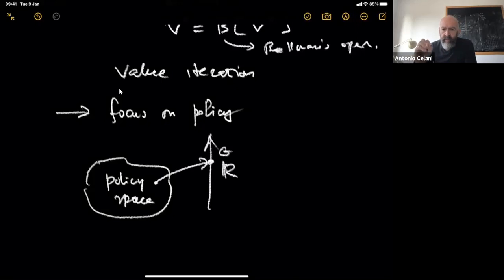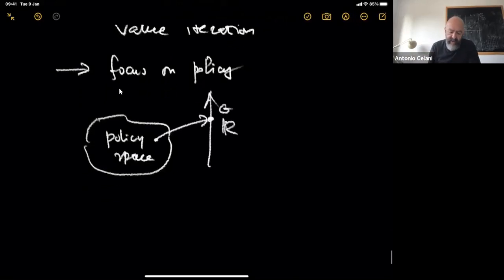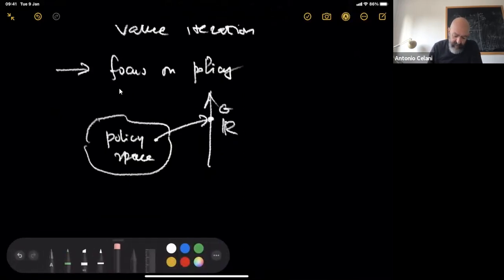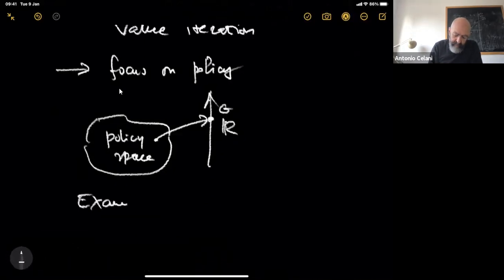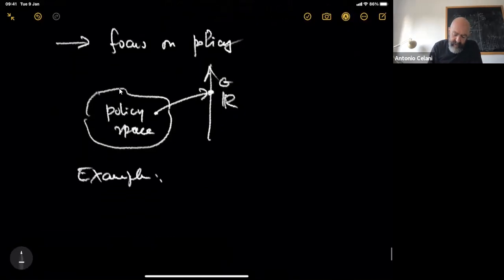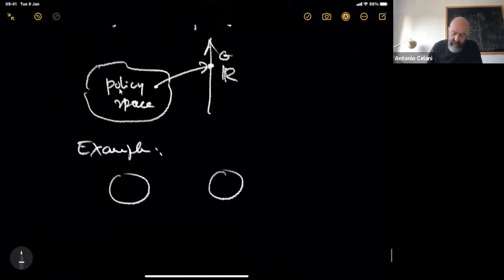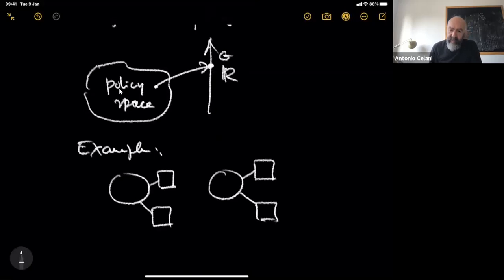So to fix the ideas, let's consider just one simple example, which I think may help you in developing some intuition. Let's consider just a simple two-state, two-action system. So from every state, there are two possible actions. And from these actions, you can, with some probabilities, either go to one state or the other.